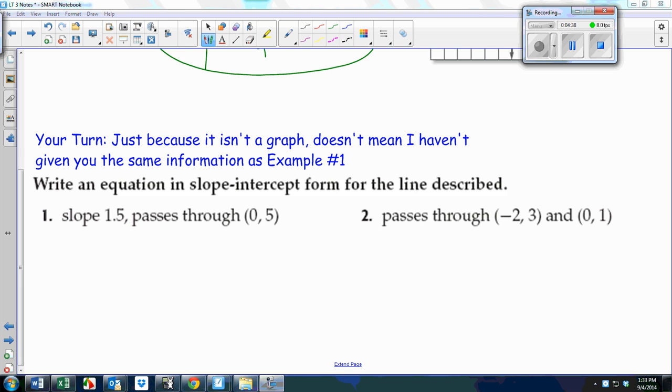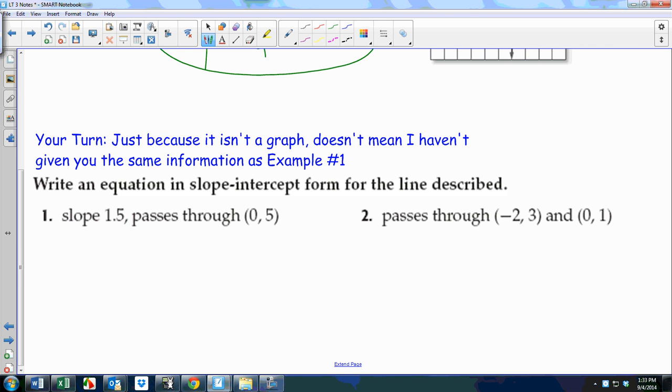Back now. So in number 1, the slope is 1.5, so m is 1.5. Now I'm going to graph the point 0, 5. I'm just drawing a quick little graph, 0, 5. And what do you notice about that point? What do you notice about that point? It's on the y-axis, isn't it? So your b is 5. Your b is 5. So the equation is y equals 1.5x plus 5.